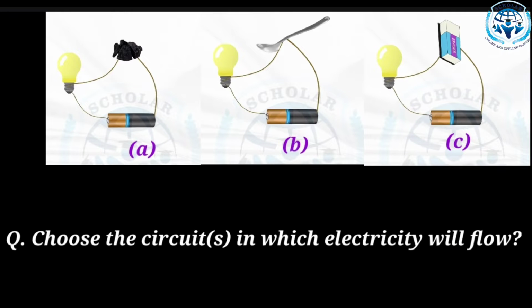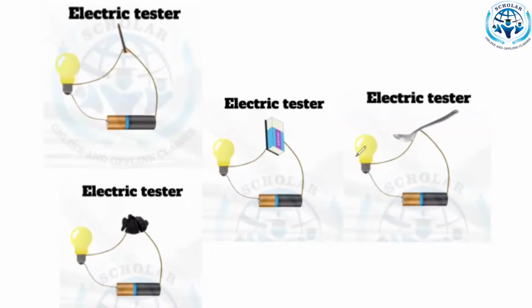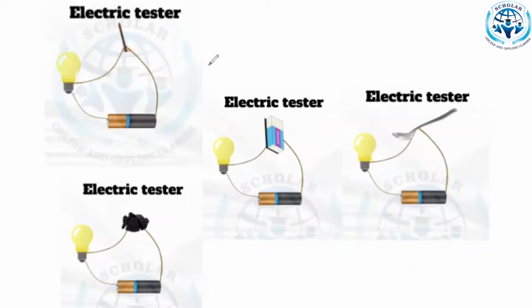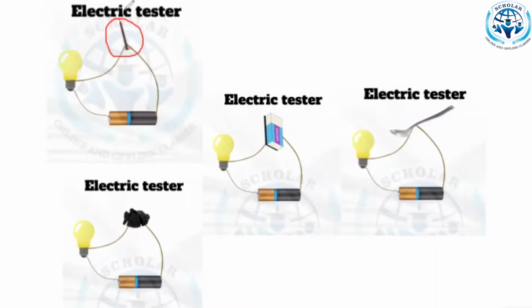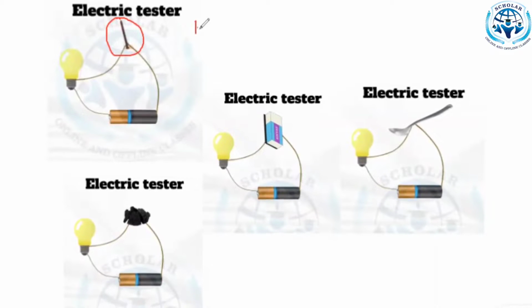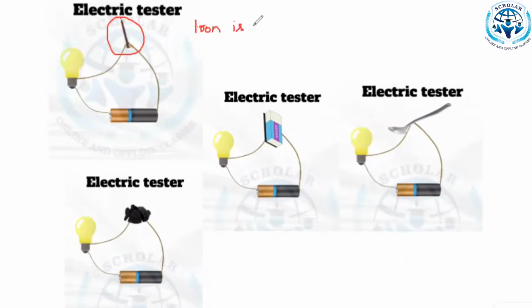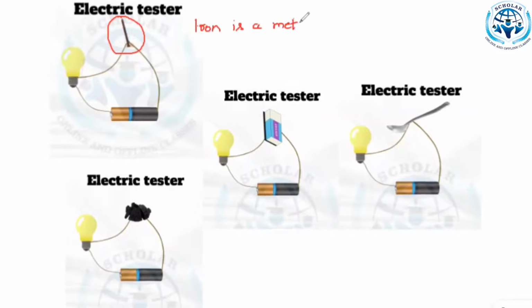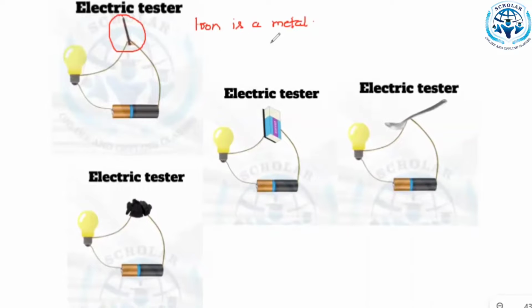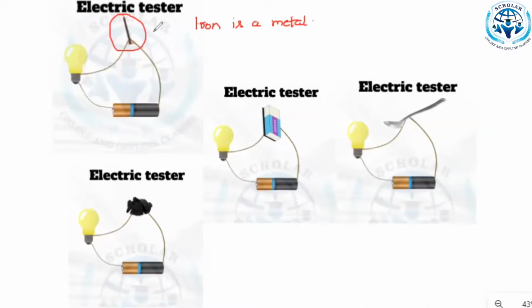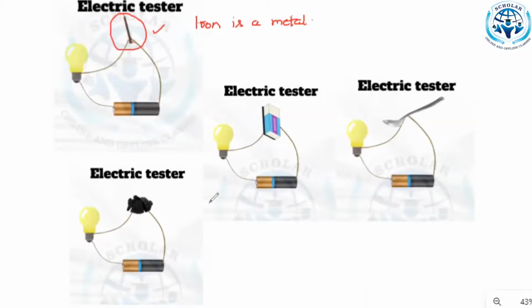First of all, we will discuss the solution of this question. Look at these circuits. Come to the first one. What is this? This is an iron nail, and iron is a metal. So what do you think? What will happen in this circuit? Yes, electricity will flow in this circuit as metals are good conductors of electricity.